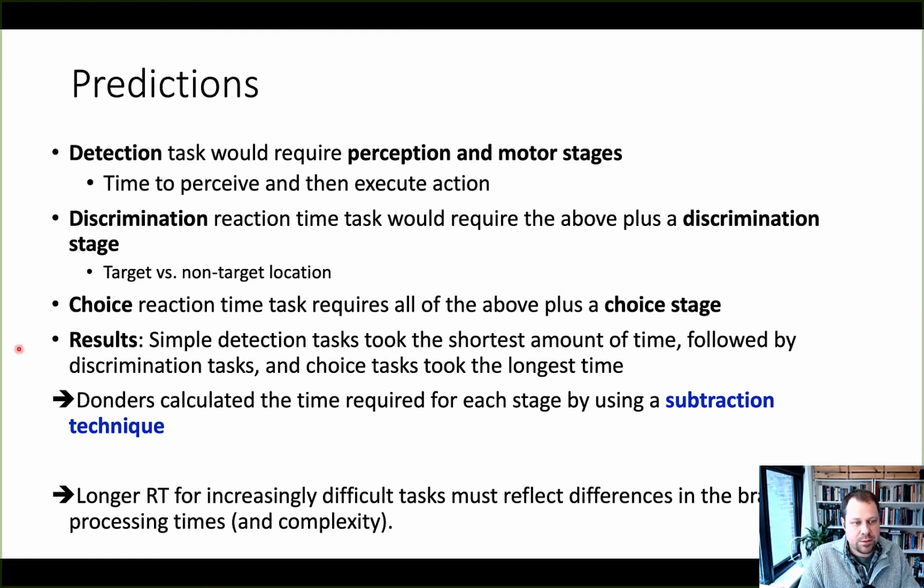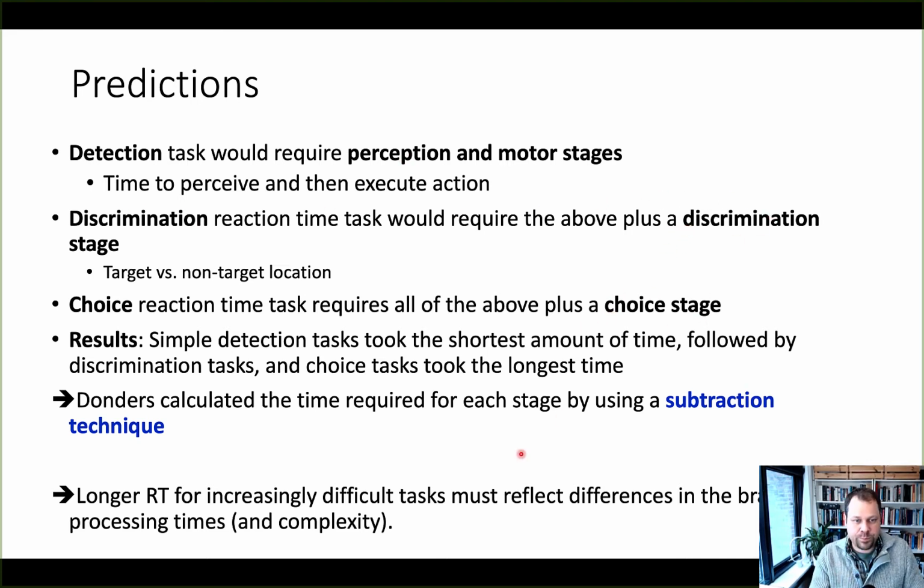So what are the results that he finds? Obviously, we know this already. Simple detection tasks took the shortest amount of time, discrimination tasks took longer, and finally choice tasks took the longest, which indicates, using the subtractive technique that he came up with, that each of these stages involves more complex mental operations that take longer. And he can assign specific attributes to these, namely that the detection task involves perception and motor stages, then there's a discrimination stage and a choice stage.